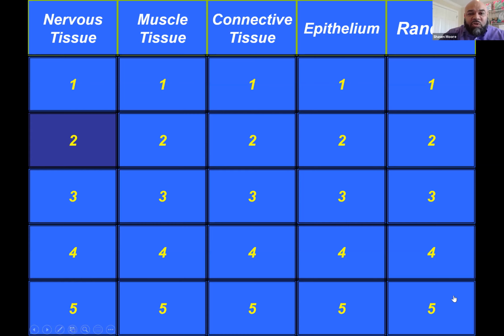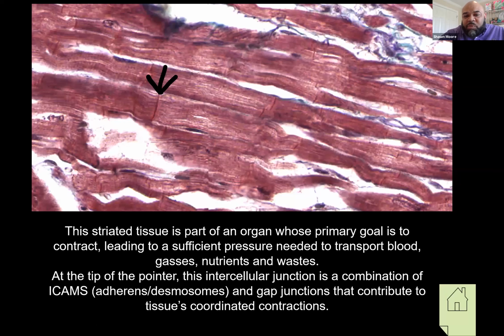Let's do muscle tissue for 2. Please, Alex. This striated tissue is part of an organ whose primary goal is to contract, leading to a sufficient pressure needed to transport blood, gases, nutrients, and wastes. Of course, this would be cardiac muscle.